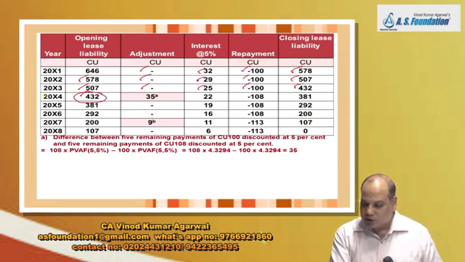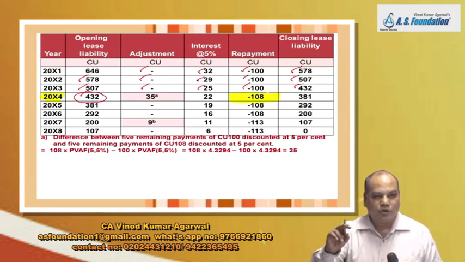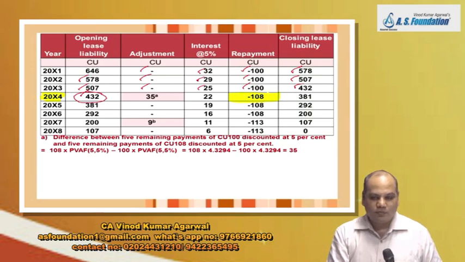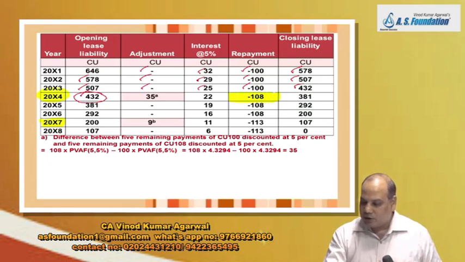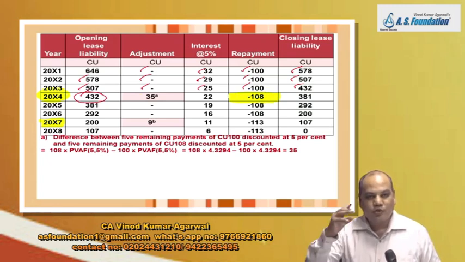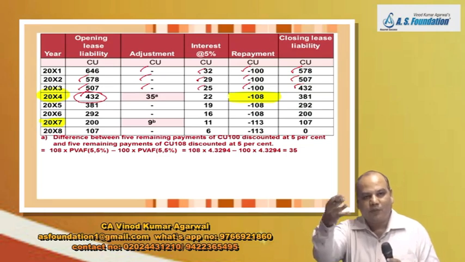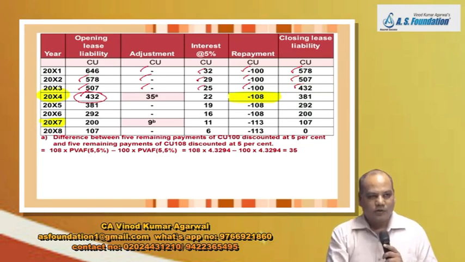When I reach this year 2004, I find that the consumer price index has changed to 108, because of which now my rental will be based on 108. I don't know what will happen in 2007. Right now we are in this year only. We are the accountants of year 2004 and I find that the rent has changed to 108. So we will assume that this 108 will be applicable for the remaining 5 years now.